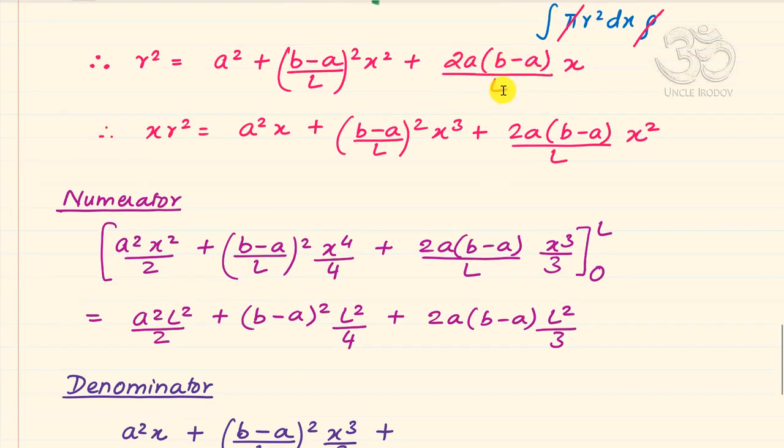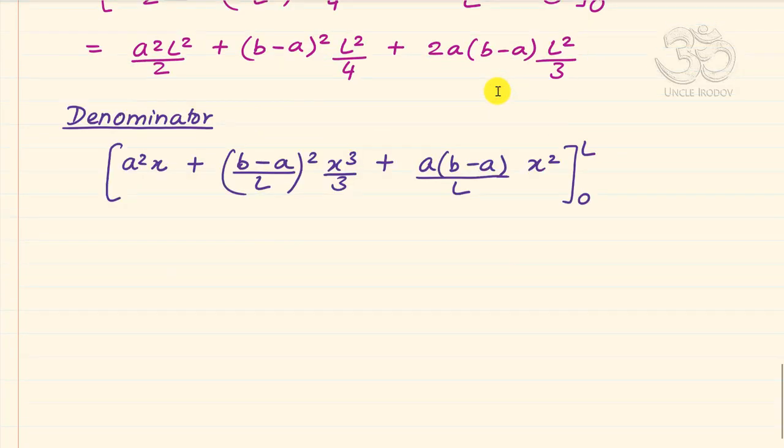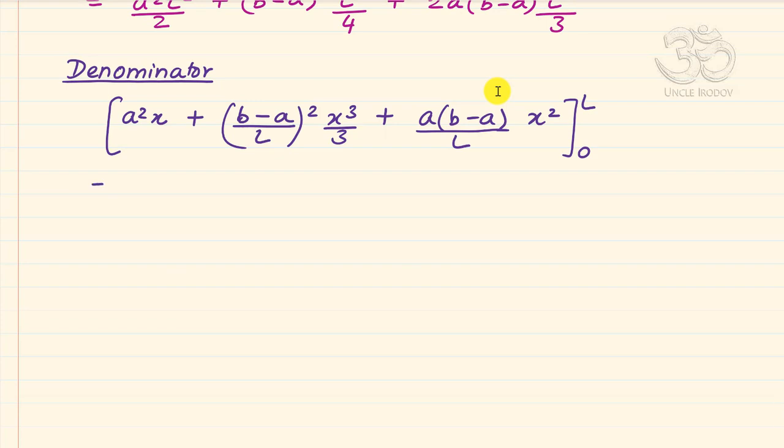So a into (b minus a) by L, a into (b minus a) by L times x square, and the limits are still going to be from 0 to L. When you put the limits, you will get a square L plus (b minus a) whole square, and you have a L square here, you will get a L cube here, so there will be L in the numerator by 3 plus a into (b minus a) into L. That is what you are going to get.